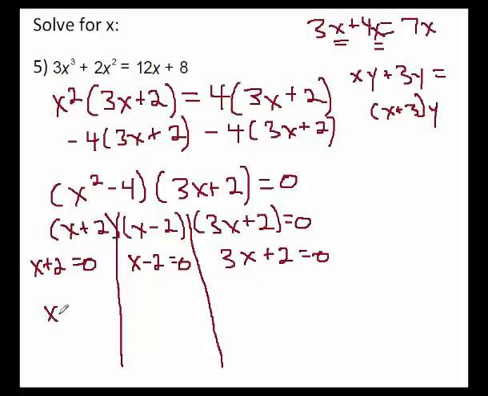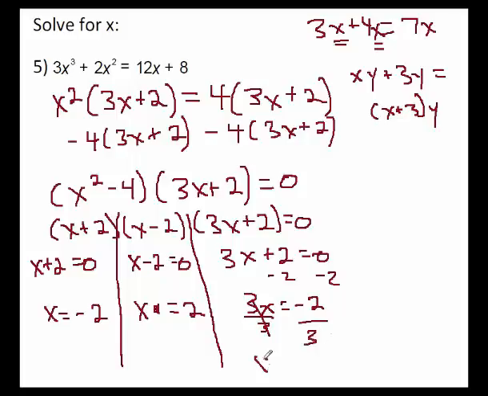Subtract 2 from each side, and we've got x equals minus 2. Add 2 to each side, and we've got x equals positive 2. And then subtract 2 from each side, and we've got 3x equals negative 2. And then divide each side by 3 to isolate the x. And we've got x equals negative 2/3. Any of these three answers will actually work if you plug it into the original equation up here.